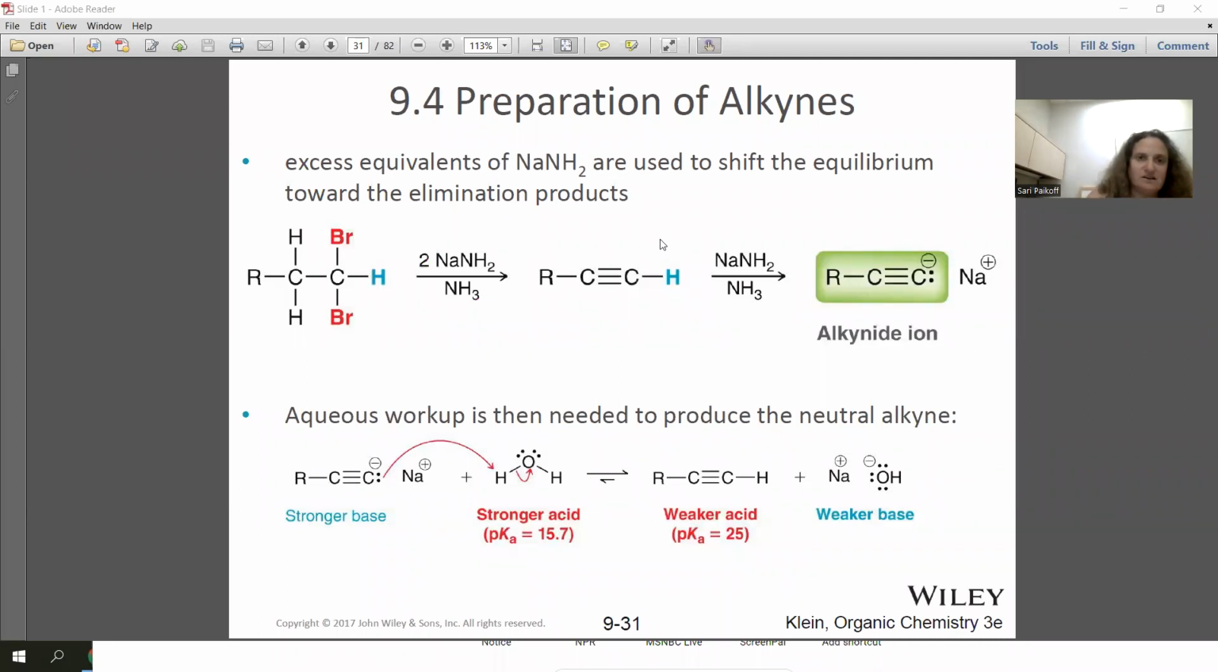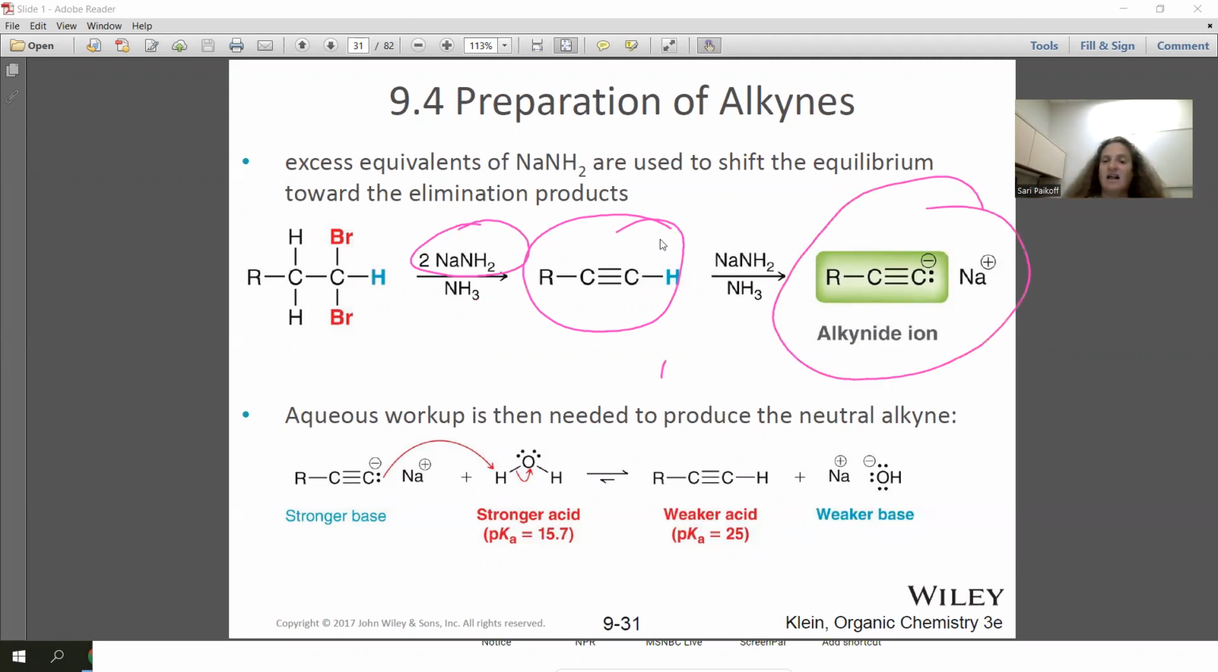See, ammonia is its conjugate acid, so ammonia is being generated. We form our alkyne, and if we have excess NaNH2, I could actually just get my alkynide ion, and I could immediately go into an SN2 reaction.